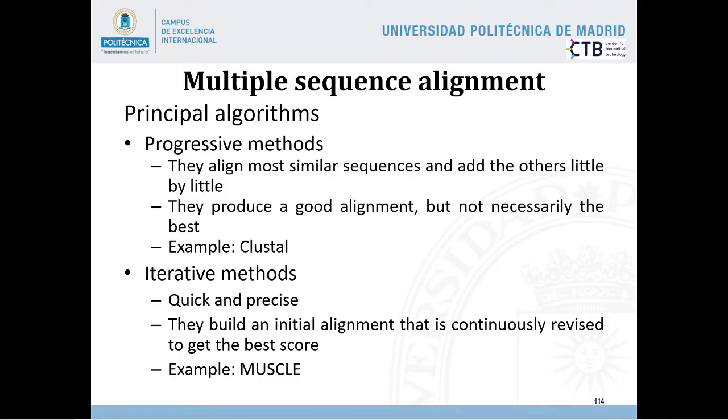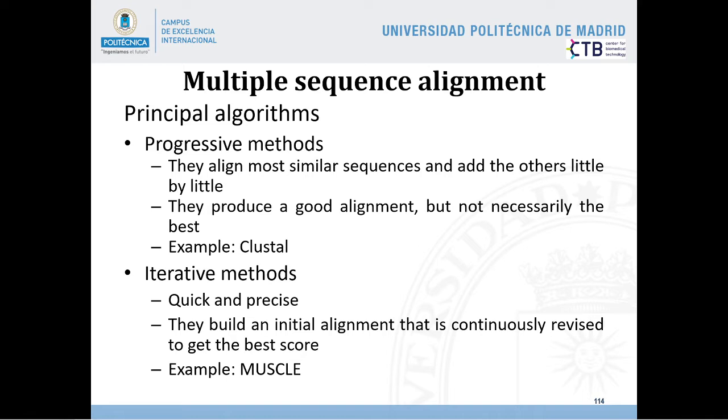So there are two kinds of algorithms when we are doing multiple sequence alignment, okay? There is one type of methods called the progressive methods, in which we align the most similar sequences and then we add the others little by little. And we produce a good alignment, but it is not necessarily the best. One example that we will be studying and implementing today is Clustal. I don't know exactly the name in English, how do you pronounce it? Clustal?